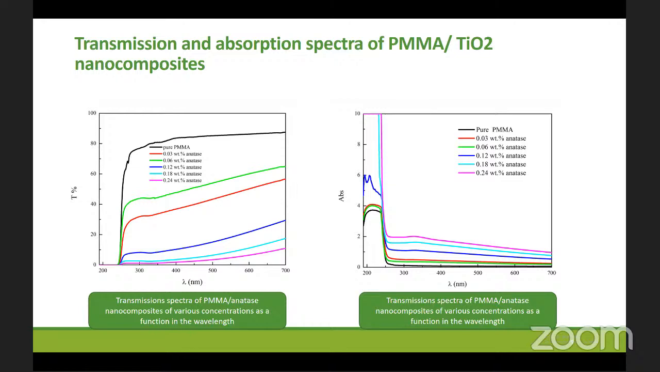Transmission and absorption of the PMMA nanocomposites. This figure shows the transmission, and this one the absorption, of the PMMA anatase nanocomposites for different weight percentages of anatase in the thin films. The transmission figures demonstrate that the transmittance decreases with increasing amount of titanium dioxide, and the decrease in the transmittance in the visible region is very high. The absorption increases with increasing weight percentage of titanium dioxide in the films and has almost the same profile as a function of wavelength.